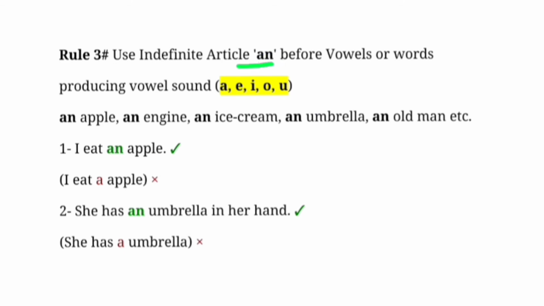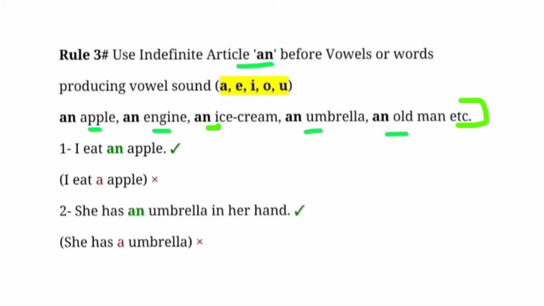Next rule. Use article an before vowels a, e, i, o, u or the words producing vowel sound. As you see on the screen, these words start with a vowel sound. Apple starts with a, engine starts with e, ice cream starts with i, old starts with o, umbrella starts with u. So we can say an apple, an engine, an ice cream, an old man, an umbrella, and so on. Notice that in natural speech we don't say an, we say un.